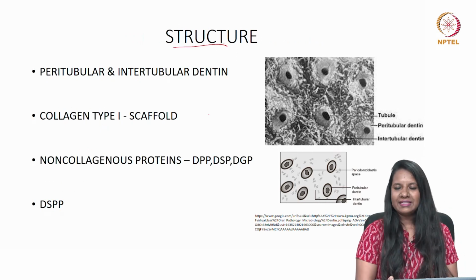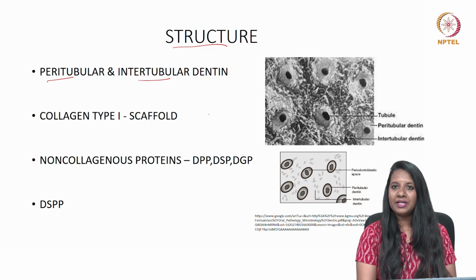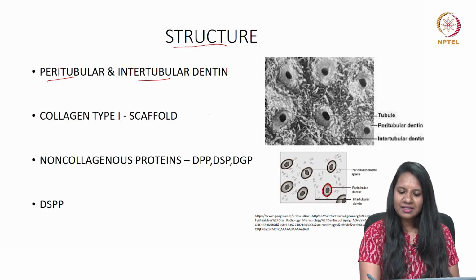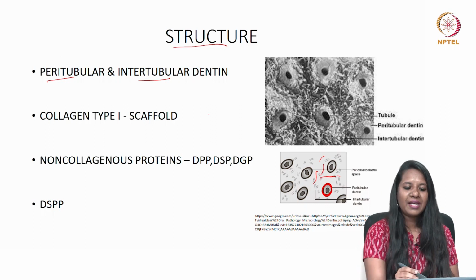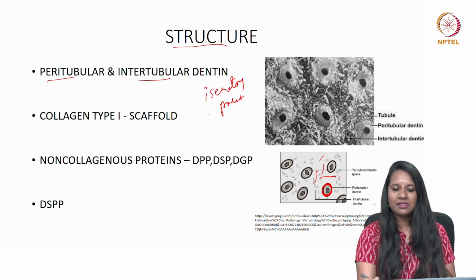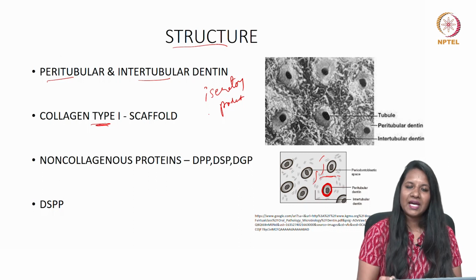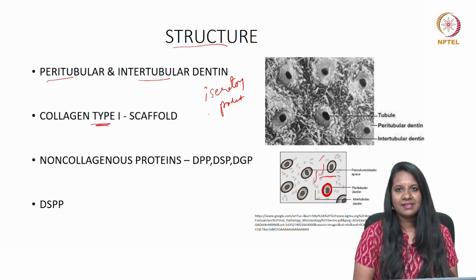The structure of dentin consists of peritubular dentin and intertubular dentin. As the name suggests, peritubular dentin delimits the tubule and it is a highly calcified matrix, whereas the intertubular dentin is the one which is present in between the peritubular dentin, and this forms the bulk of the dentin, and this is the primary secretory product. Okay, and it is formed in between the collagen fibrils, that is mainly type 1. So, this type 1 collagen acts as a scaffold upon which this intertubular dentin is laid down.